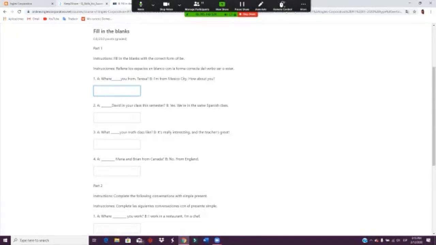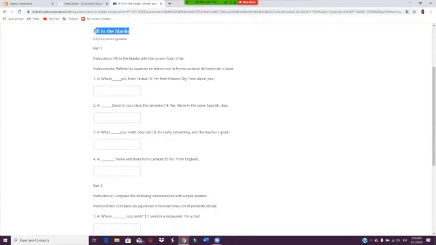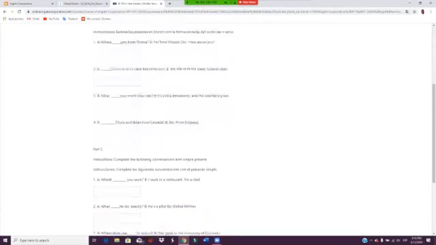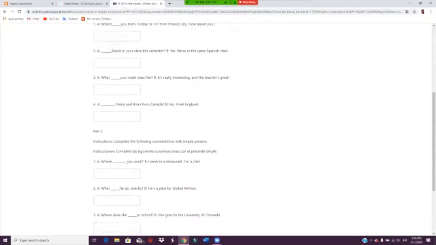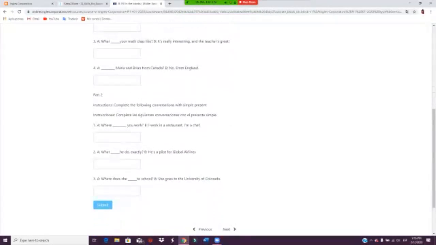Is everybody there? Is everybody in section two and fill in the blanks? Yes. Yes? Okay, so let's work on it, okay? Yes. The first section is only verb be. And the next one is with other verbs, okay? So please work on it. All right, pretty good.